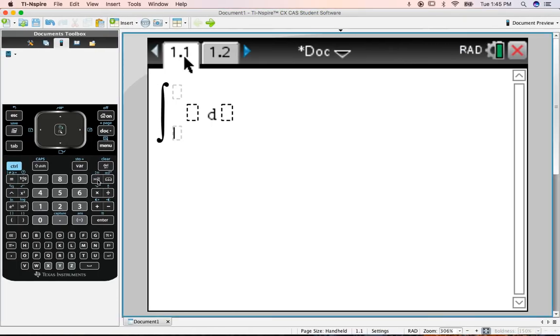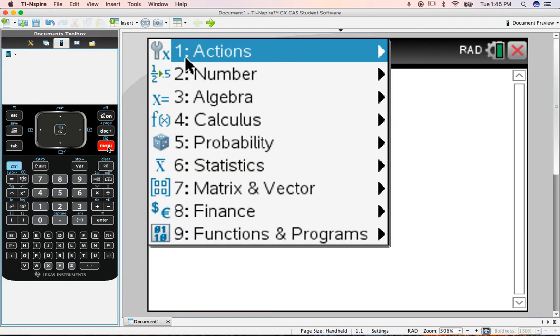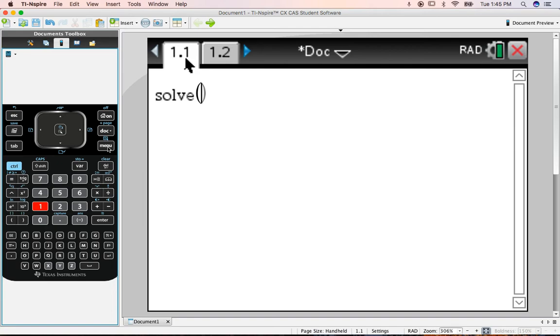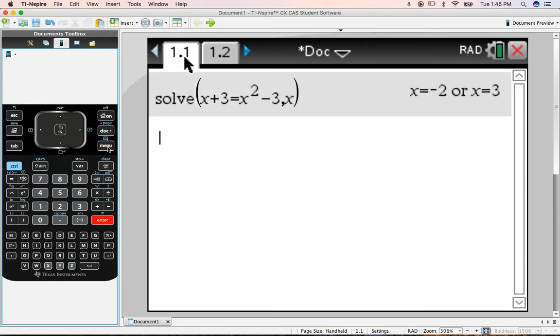So I'm going to go ahead and go to the calculator. Okay, so let's say menu 3-1. And we're going to set x plus 3 is equal to x squared minus 3, and we're going to tell it to solve for x. So we have negative 2, and we have a positive 3.